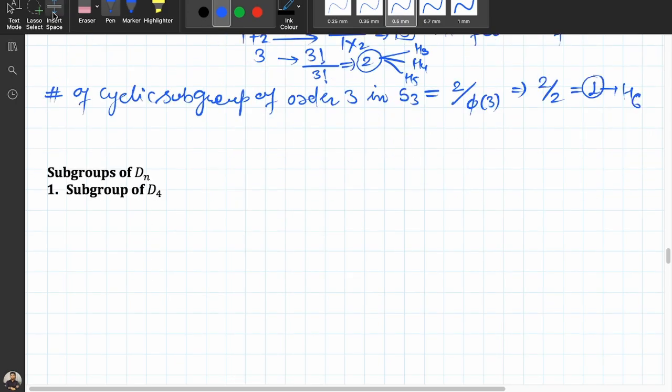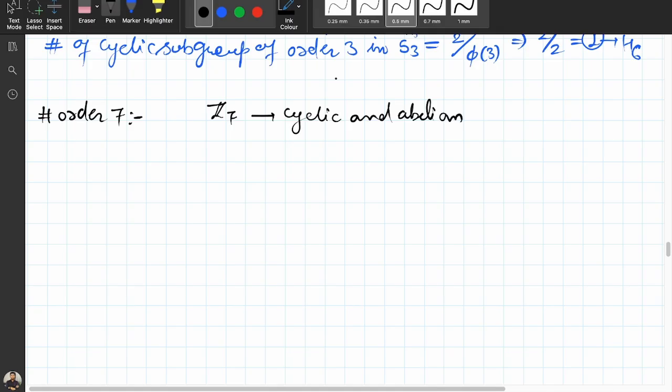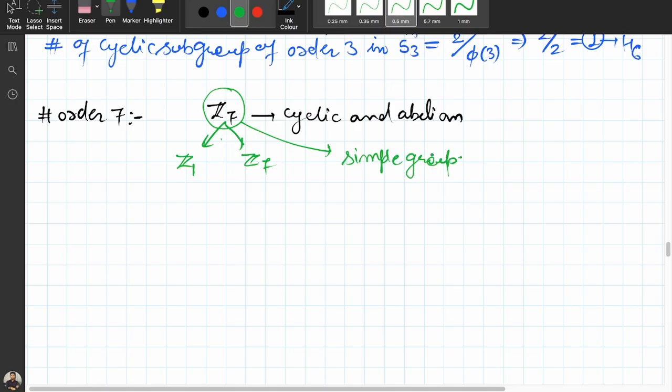Now come to order 7. Order 7 is a prime number, so Z7. It is a prime number, always cyclic and abelian. It is also a simple group, Z1 and Z7, and this is known as a simple group. So Z7 is also a simple group because it has 2 subgroups only.